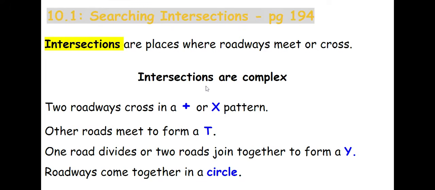Intersections. Here we see a definition for intersections: places where roadways meet or cross. Generally, the crossing pattern is the type of intersection most common, but you'll notice as you drive more and more around Oak Park and other cities and other states that there are other patterns. But the two basic ones are the cross and the T.